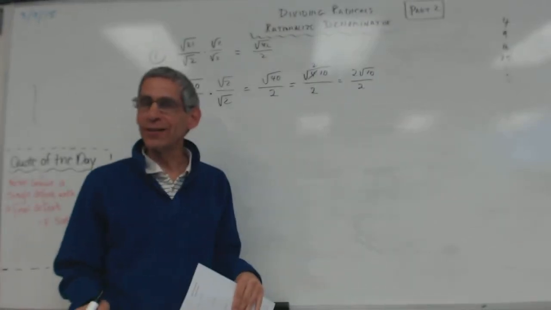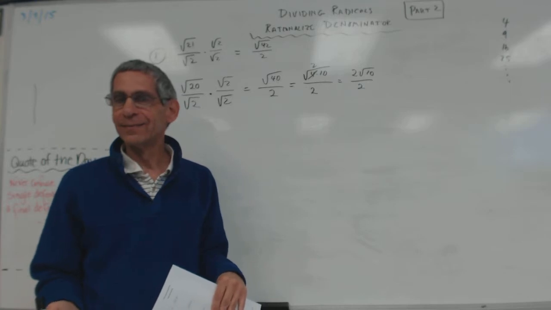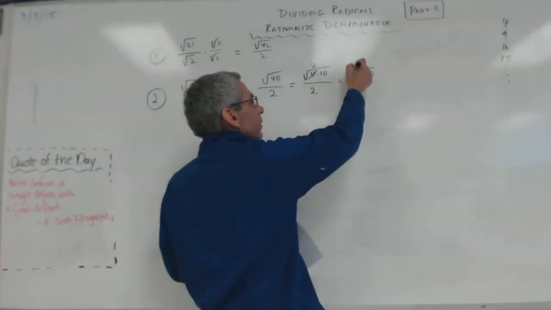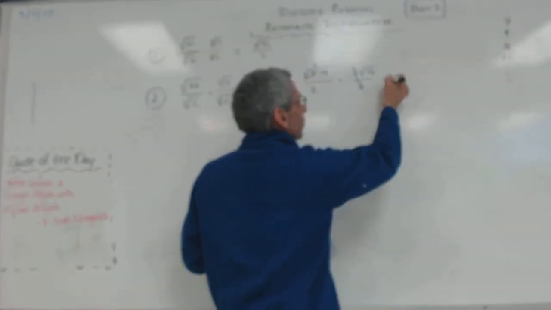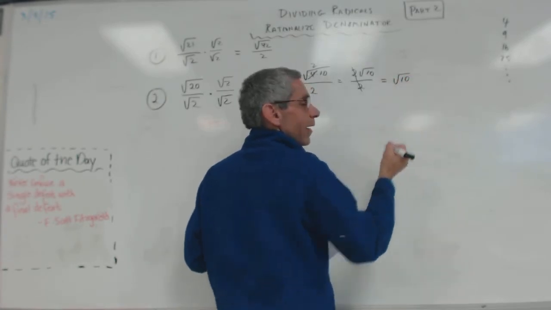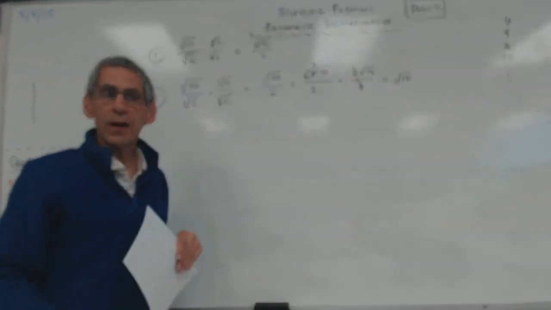What's the same upstairs and downstairs? 2. Oh my gosh! 2 over 2 is 1. Okay, so your final answer is the square root of 10, right?